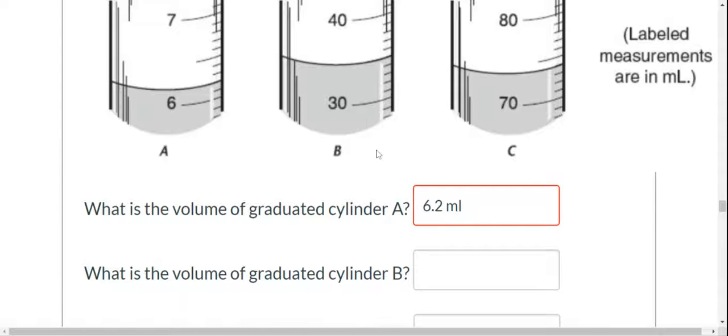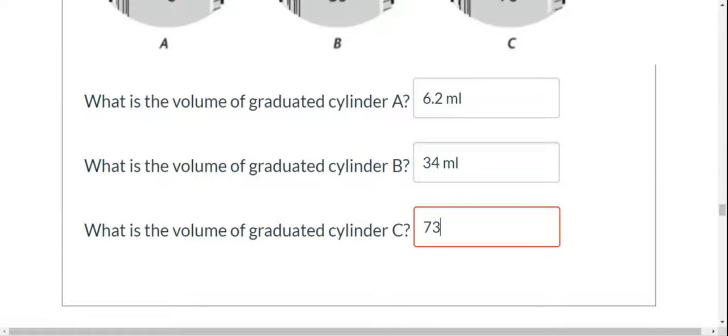Then cylinder B, 30, 31, 32, 33, 34, 35, because this is between 30 and 40. If you look at where this line crosses, technically it is 34 milliliters. I took 35. Some people wrote that as well. And then this one is 70, 71, 72, 73 is where the bottom of that meniscus is.